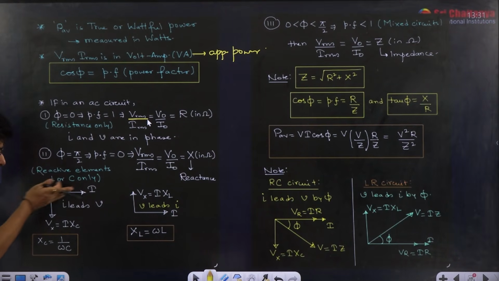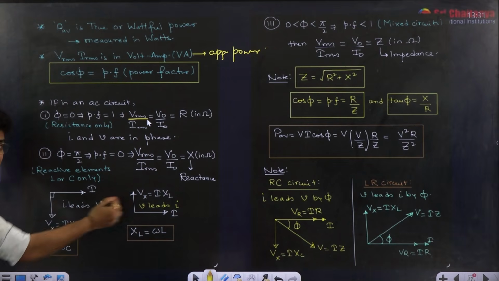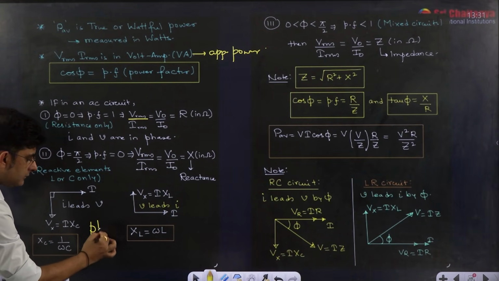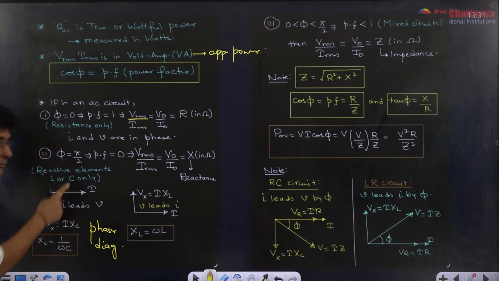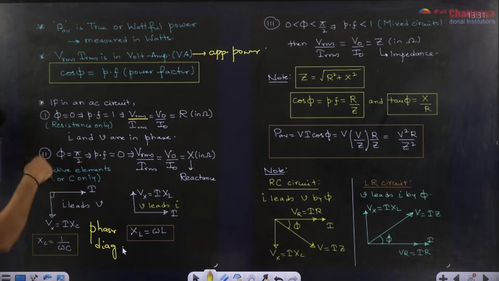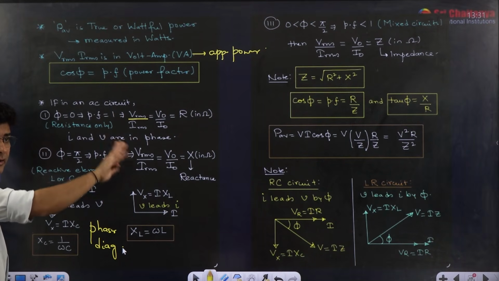Mind it, whenever we draw diagrams like this, it is called a phasor diagram. In a phasor diagram, we compare only the RMS values. And whichever is anti-clockwise is said to lead. From voltage to current, you are going anti-clockwise. From current to voltage, you are going clockwise. Anti-clockwise denotes lead, clockwise denotes lag.